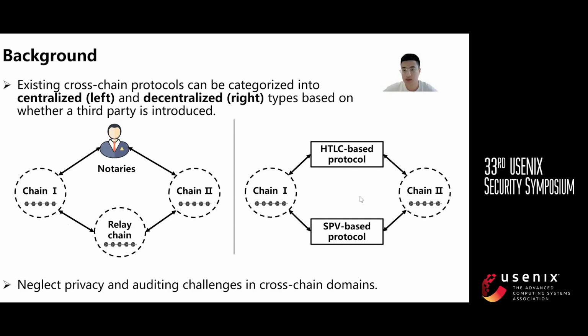Current cross-chain protocols can be divided into centralized and decentralized types based on whether a third party is introduced. Centralized schemes such as notary schemes and relay chains need the implementation of a third component to support the interactions among chains. Decentralized schemes refer to those relying on the inherent mechanisms of a chain, without the requirement for additional entities. Decentralized solutions are mostly based on SPV or HTLC. Now, cross-chain solutions still face challenges, especially in the areas of privacy and auditing.